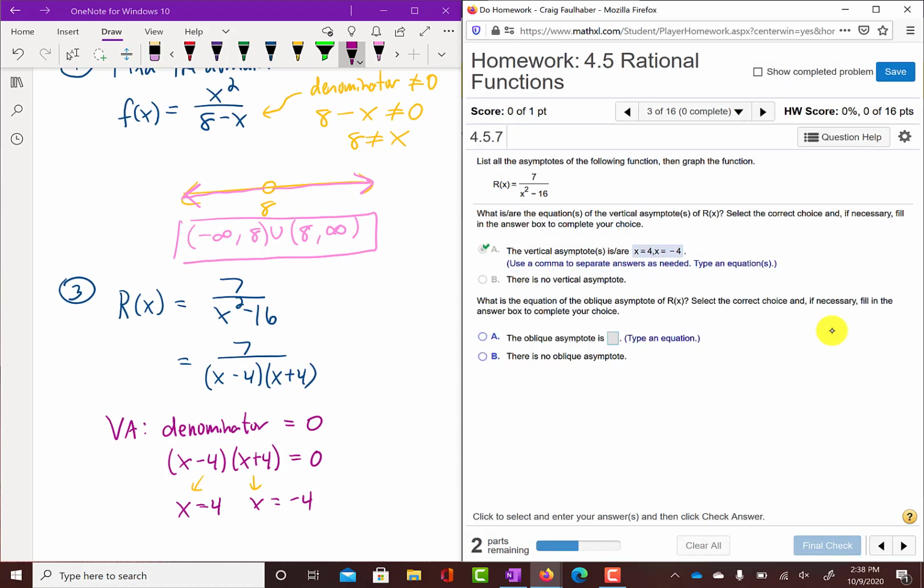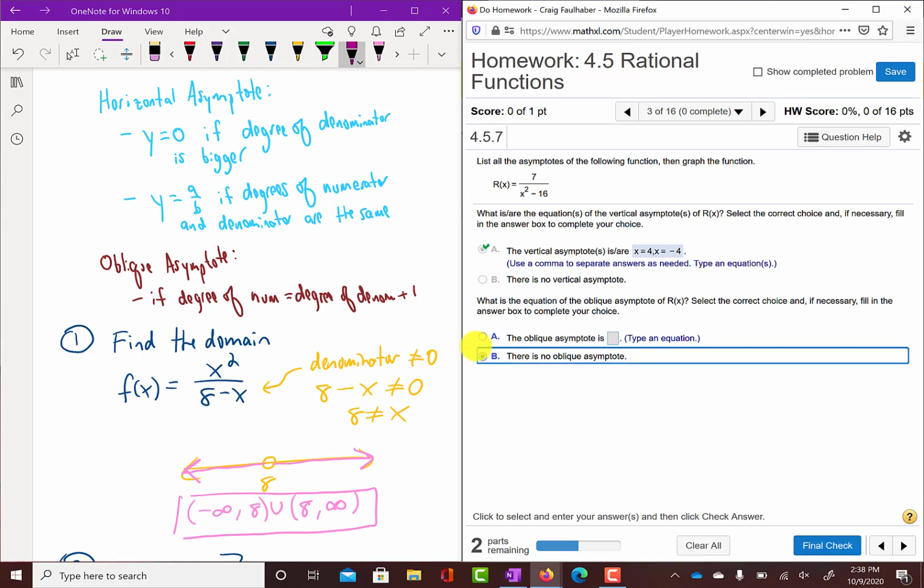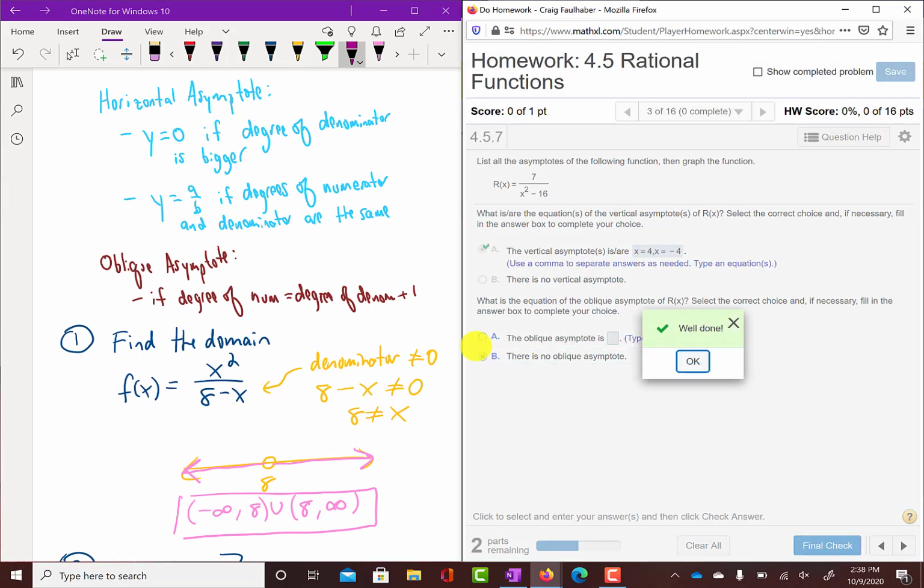Okay, so it's asking us now for an oblique asymptote. And if we look at our rules for oblique asymptotes, you only get them if the degree of the numerator is 1 bigger than the degree of the denominator. So we will not get any oblique asymptotes in this case because the degree of our numerator is actually 0 and the degree of our denominator is 2. So we're going to go with no oblique asymptotes.